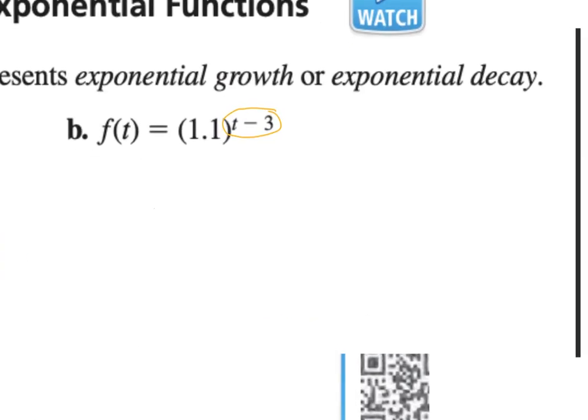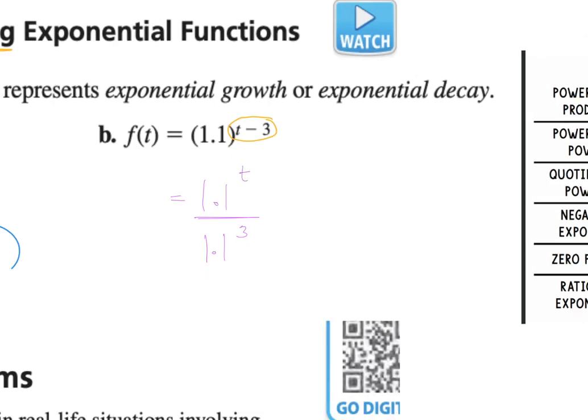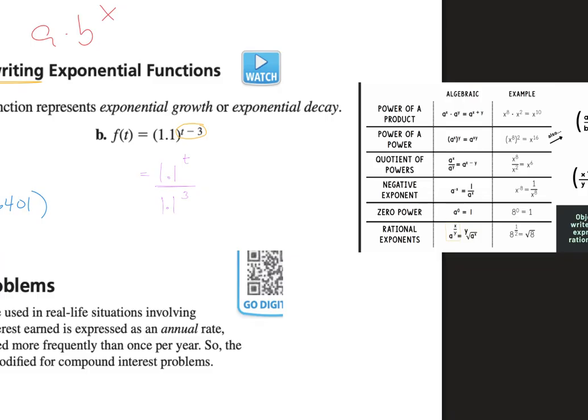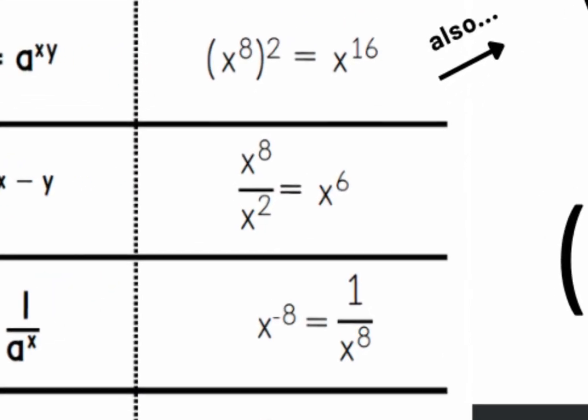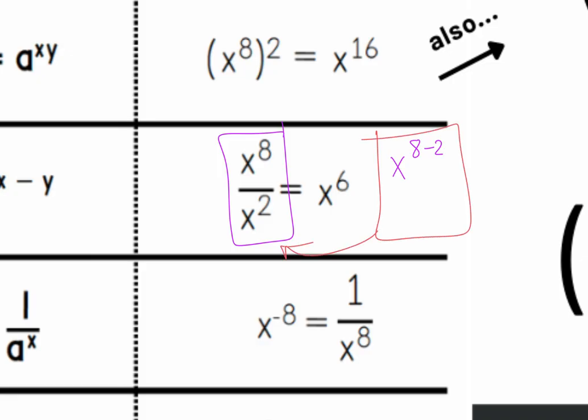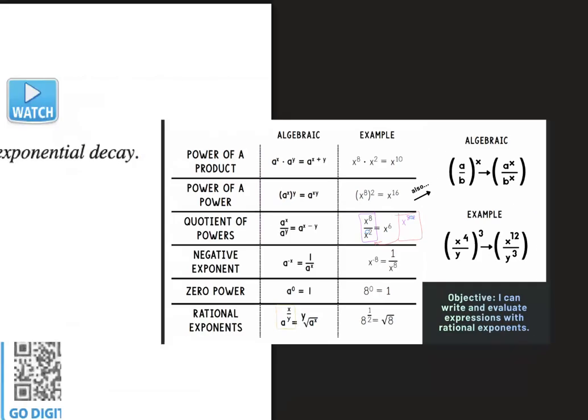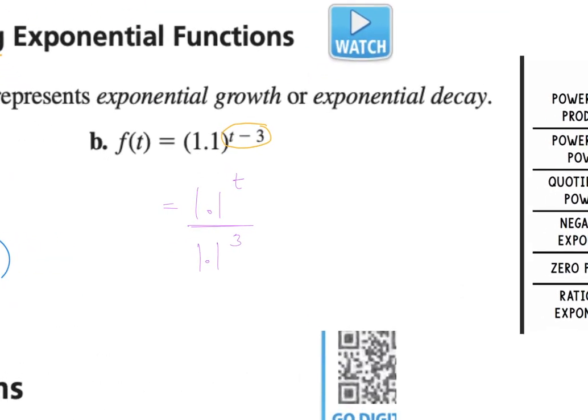So check this out. Here's what I'm going to do. 1.1 to the t power over 1.1 to the 3 power, to the third power. That's what is going on here. Imagine we rewrote this part, and it would look like this, x to the 8 minus 2 power. So to go from this red box to this purple box, it's like we got rid of that minus sign, right? There's no minus sign right there. So that's essentially what we're going to do over here.